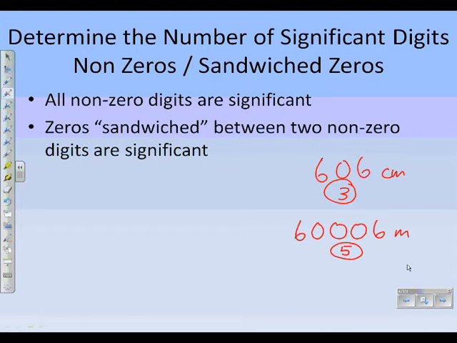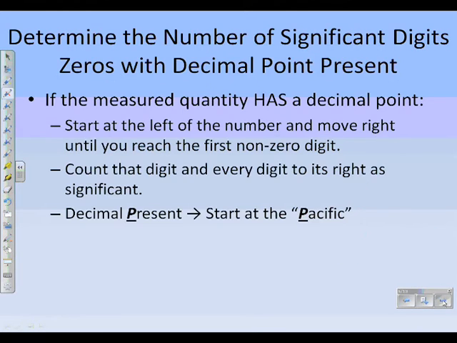The rest of it, or the last 2 rules, deal with zeros at the beginning and zeros at the end. But what I'm going to tell you right now isn't necessarily what is going to correlate on the screen, but let's start with this, okay? If a decimal point is present, so let's take a measurement that looks like this, 6.2570.